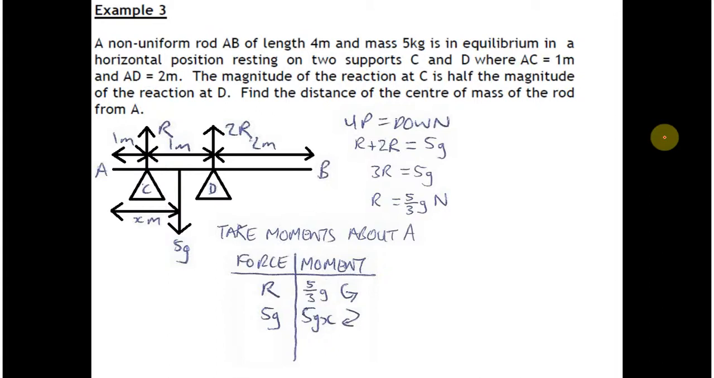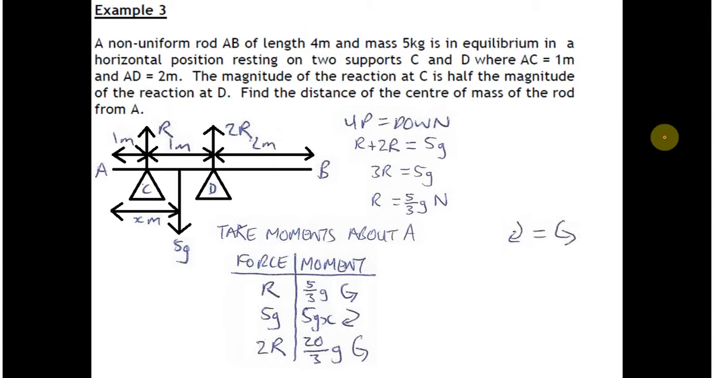And then finally, the 2R force, 1 plus 1, 2 meters away from A. So 2 times 2R is 2 times 2 times 5 over 3G, gives us 20 over 3G. If we spun it round A, it would spin in an anti-clockwise direction.